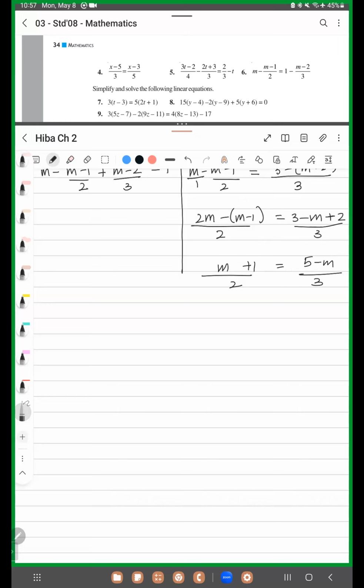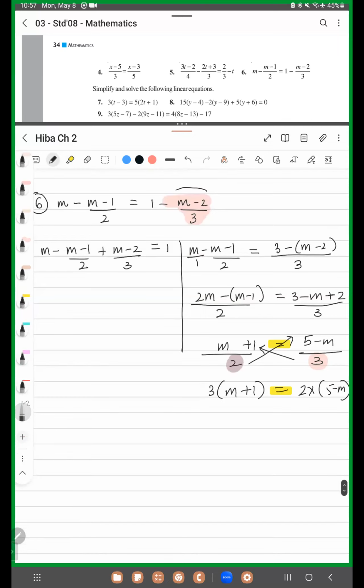Now again you will have to do the same thing. इस 3 को आप opposite side पे ले जाइए and ये जो हमारा 2 है उसको भी आप opposite side पे ले जाइए. So it will become ऐसे हो जाएगा. 3 multiplied by m plus 1 equals 2 multiplied by 5 minus m. Okay, then you can solve it. But if you want to do it in this way कि आप पहले m minus 2 by 3 को इधर लेकर आइए, you can do that also and then you will have to find the LCM. ठीक है? The first method is a little easier.